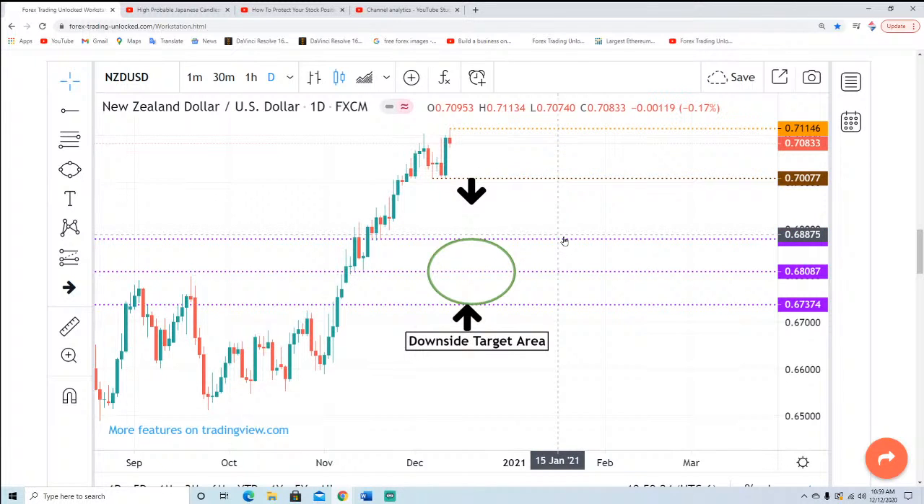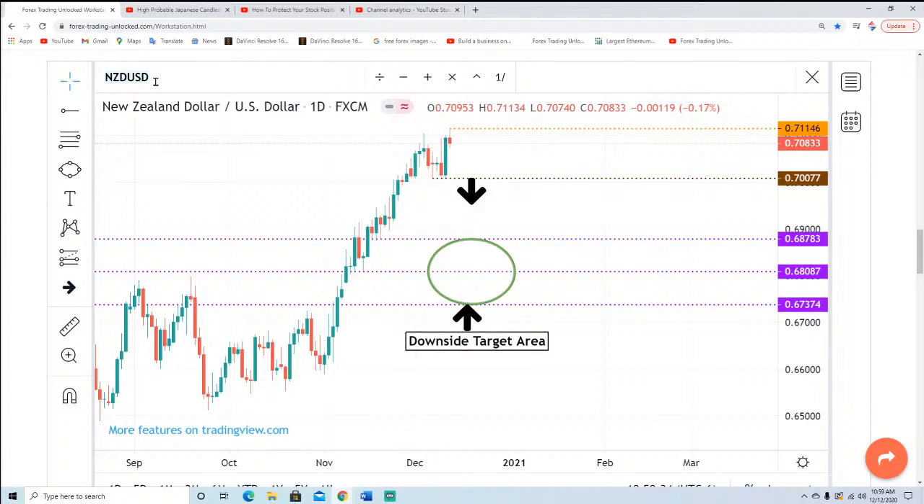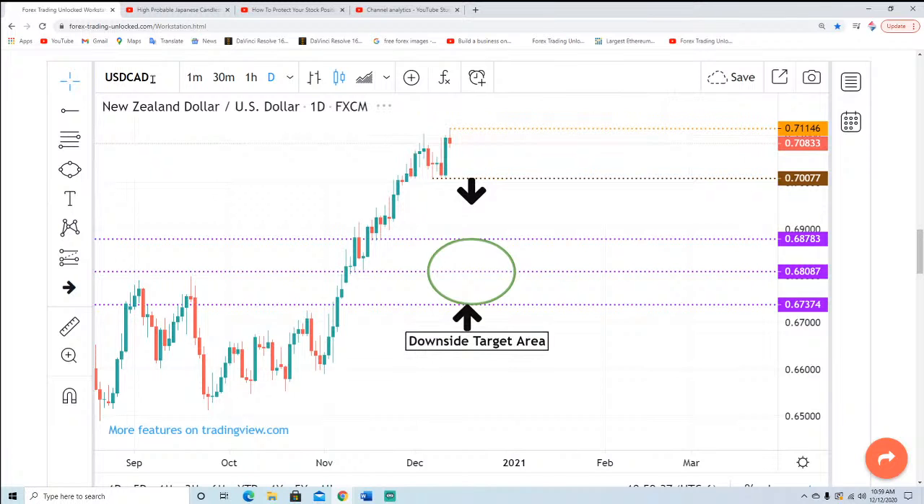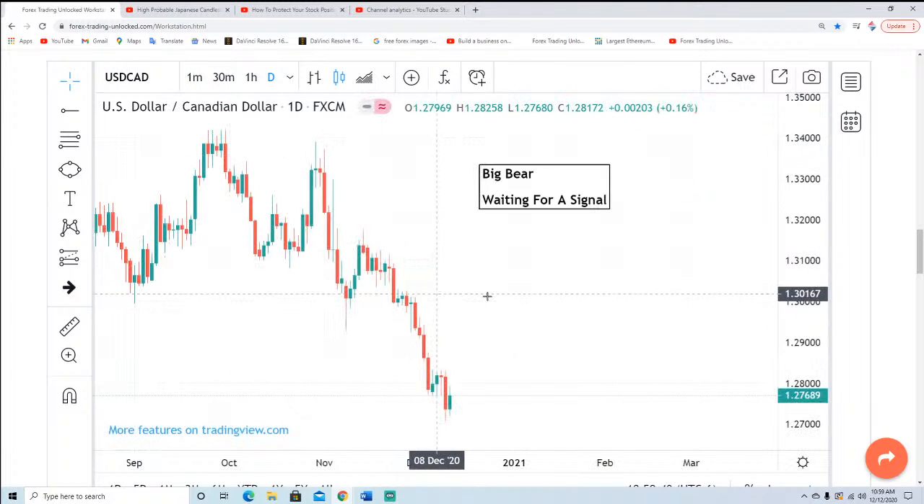So we don't have a real valid sell signal yet. We're waiting for it, but it does look like it's getting a little toppy just by how the volatility has been handling with this currency. Now let's go to the US dollar Canada, see what's going on above our borders here from the United States.